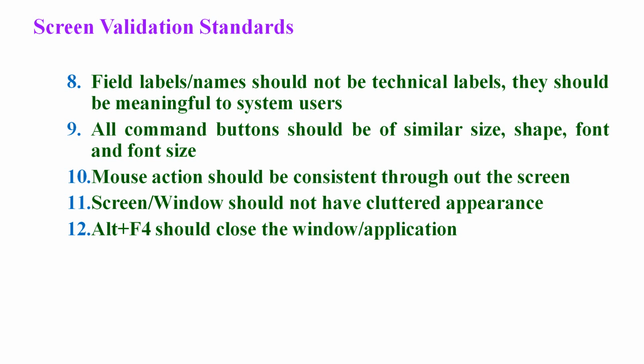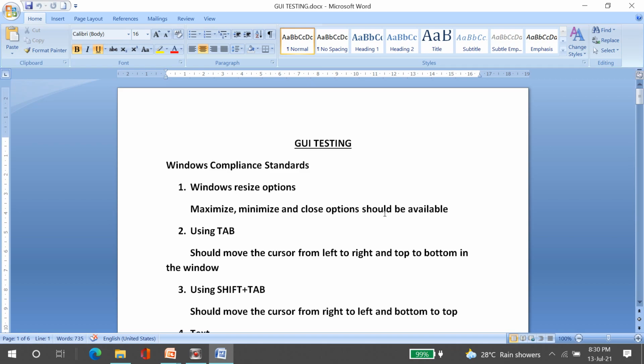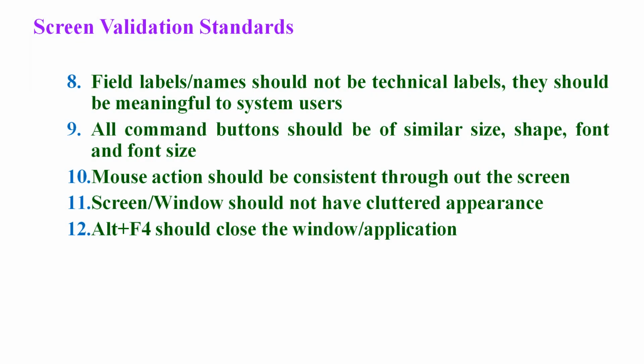And Alt plus F4 should close the window or the application. That means if you press Alt and F4, then that window or the application should get closed. For example here, I am pressing Alt F4 now. See, it should get closed. That's all, right?